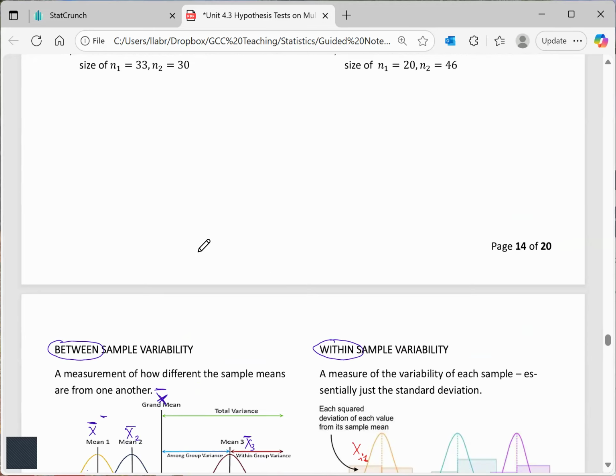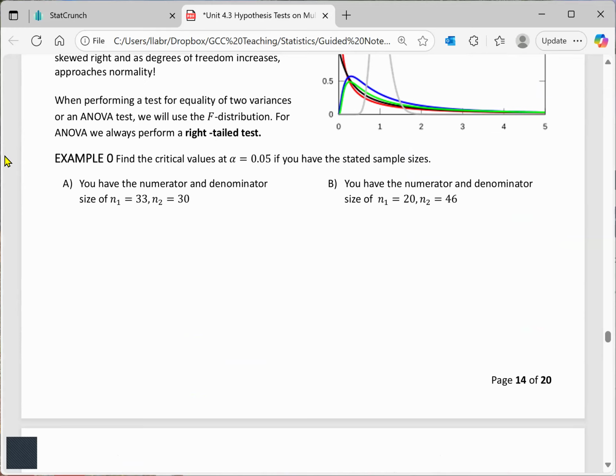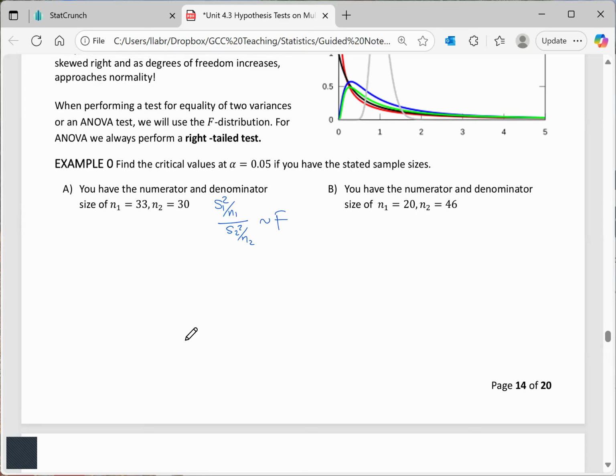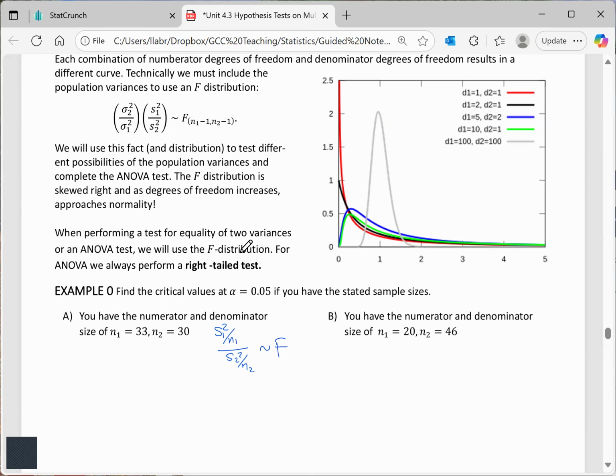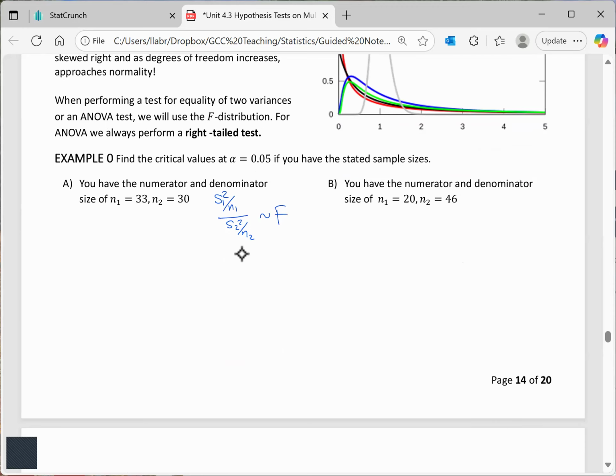So I'm only going to go ahead and find the right tail. Let's find the critical value of F if I have the following. Sample size 1 is 33, and sample size 2 is 30, and then we look at the variability. So we're looking at S1 squared over N1 divided by S2 squared divided by N2. It's known that this has an F distribution. And remember that as soon as you know the name of the distribution, you're in business because you know everything there is to know about this distribution. So let's go ahead and sketch it. It's going to be a right tail test, and it needs to look skewed right.